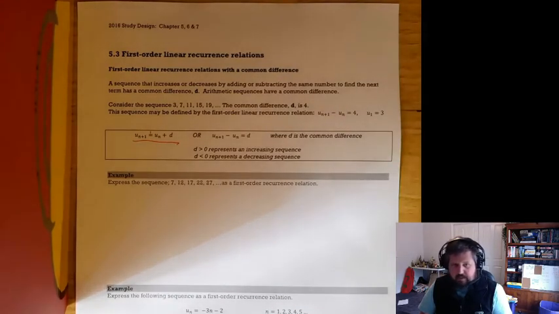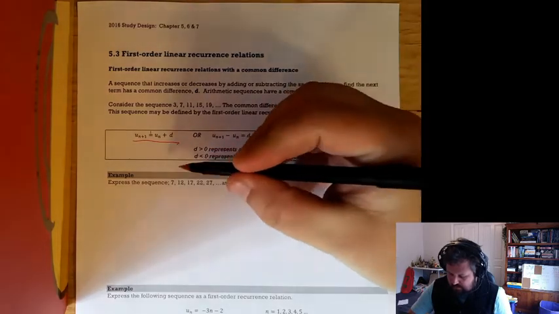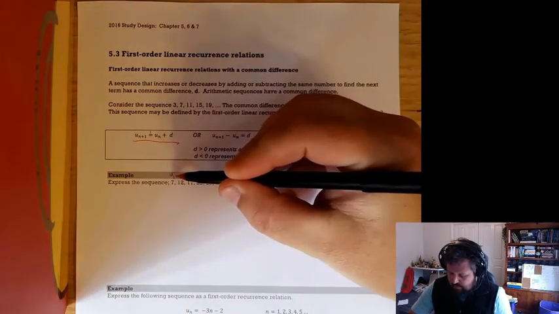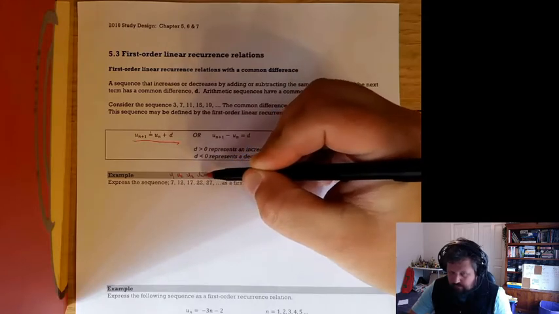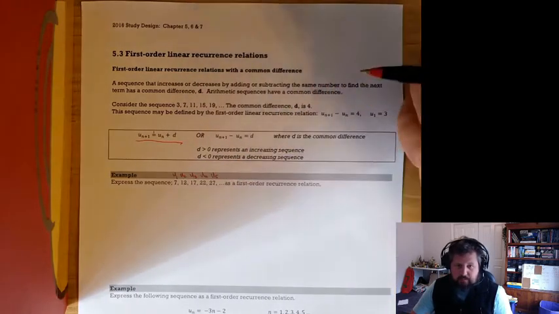Alrighty, first example is here. It says express the sequence, we've got 7, 12, 17, 22, and 27, as a first order recursion relationship. First thing I would do is label this one U1, then U2, U3, U4, and U5. So we've got all those labeled.